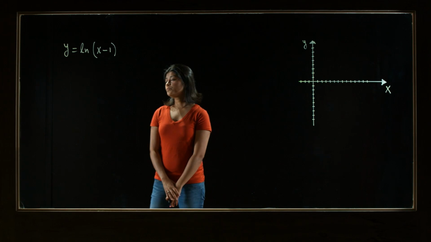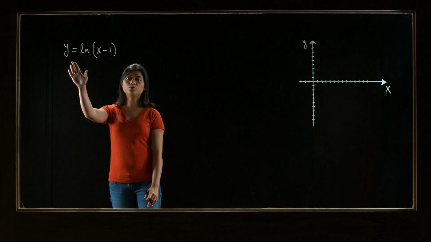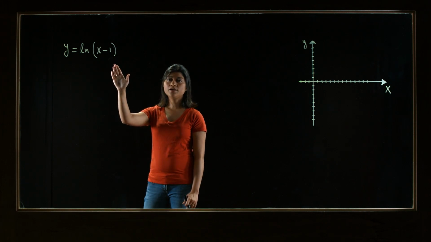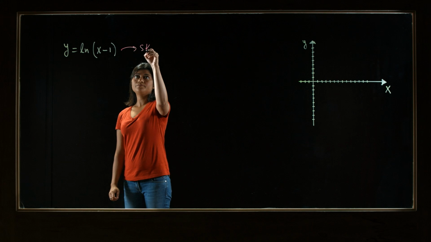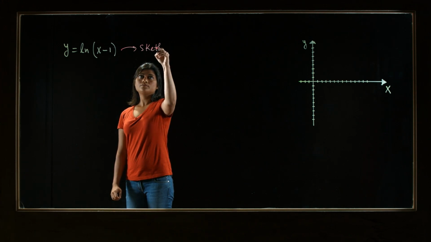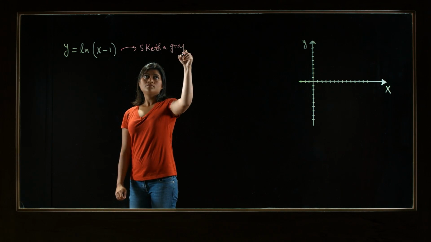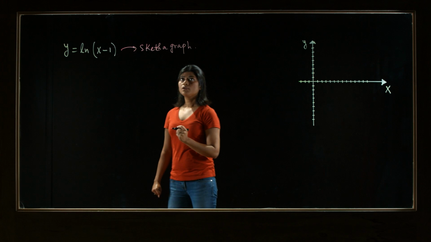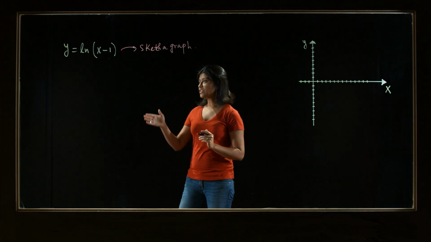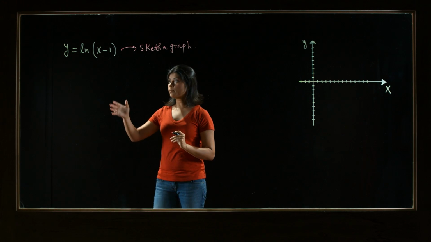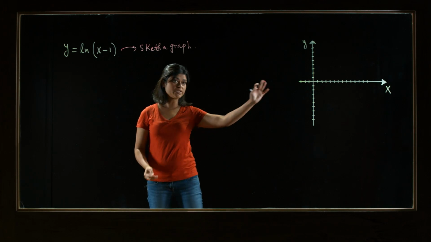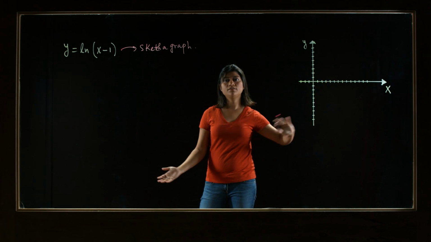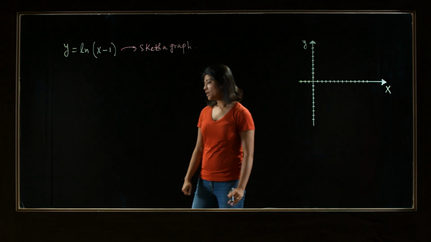In this problem, we have the function y equals natural log of x minus 1, and we have to sketch a graph of this function. In order to do that, we can just construct a table and plug in some x values and get the corresponding y values and plot those points in our xy plane and then graph it.